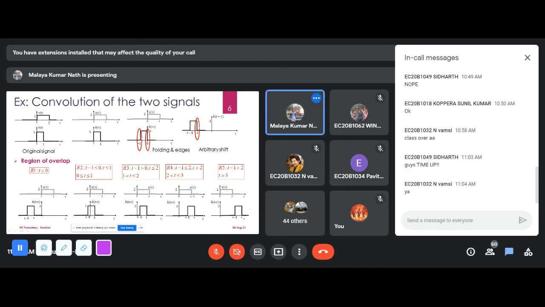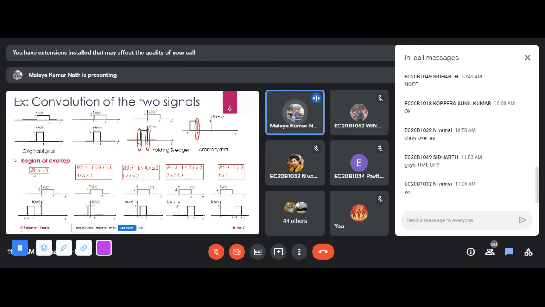Then what is your region R4? In region R4, the folded signal will cross the extreme edge of your x of tau, that is equal to 2. Again there will be a partial overlapping, right? Again when this signal crosses this extreme edge of 2, then there will be no overlapping, or zero overlapping. So these are called your different regions of overlap.